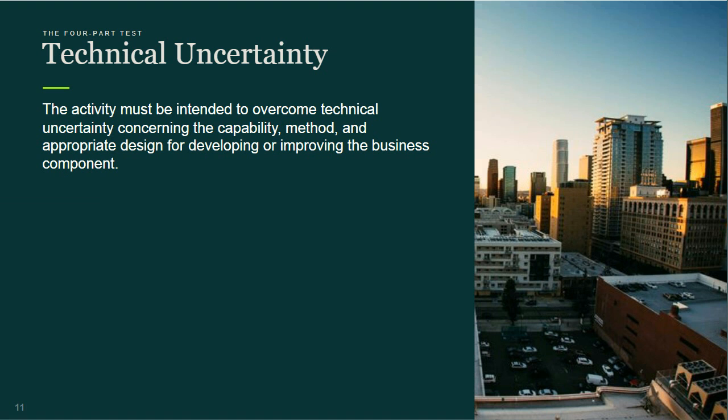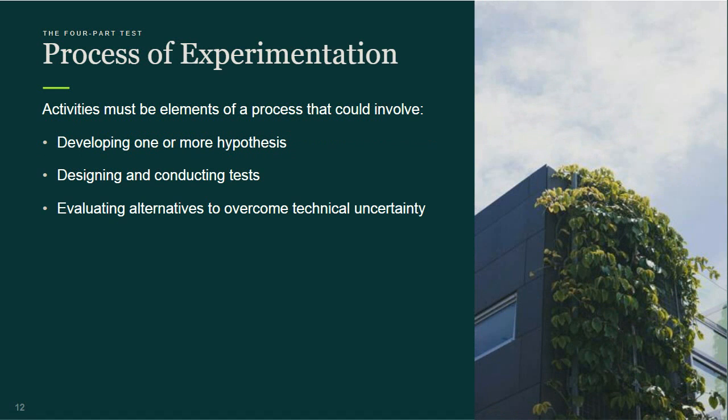In order to eliminate that technical uncertainty, you would go through a process of experimentation. That process of experimentation can involve, often we see, simple trial and error. Also it could be where you're actually prototyping, modeling, and testing, kind of going through that more standardized scientific method approach. This test can be the most challenging to document. And it's one of the key areas that the IRS is looking at in exams right now: documentation of the process of experimentation.